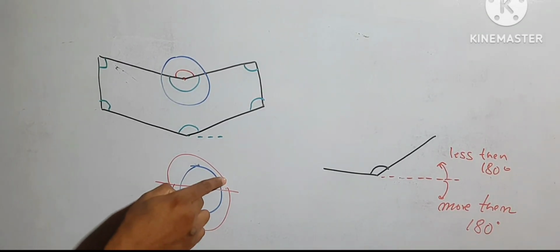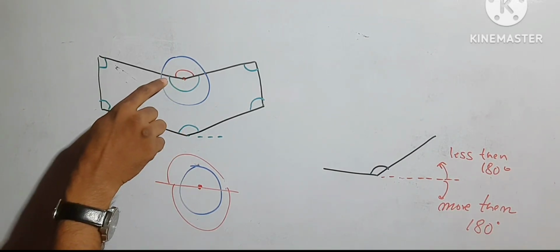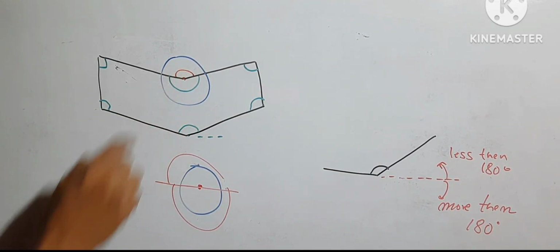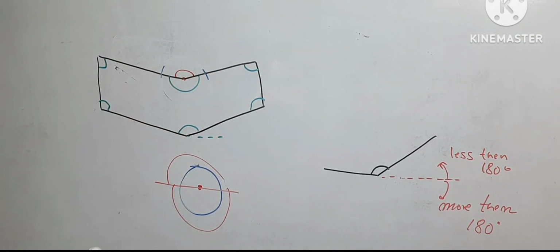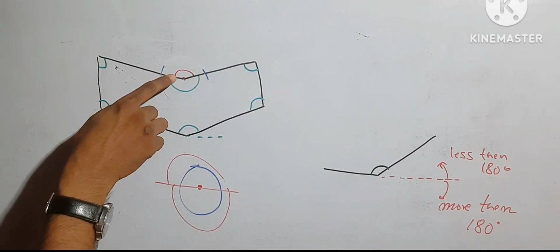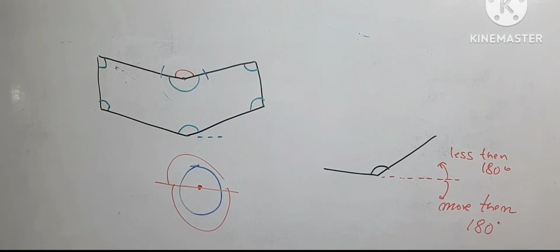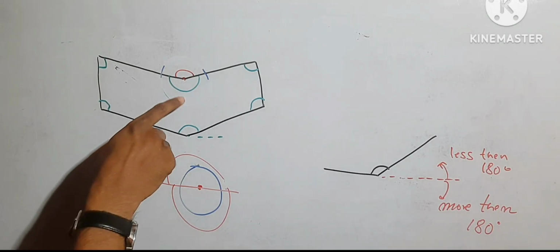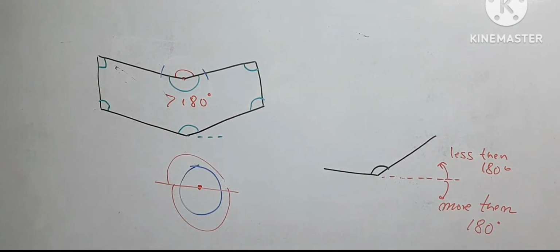Now for this point, I have this value and this value. The red one is an angle, and the green one is also an angle. Which one is bigger? You tell me. Green is bigger as compared to the red one. They are not equal. So we can say that this angle is greater than 180 degrees. So the first condition is satisfied.